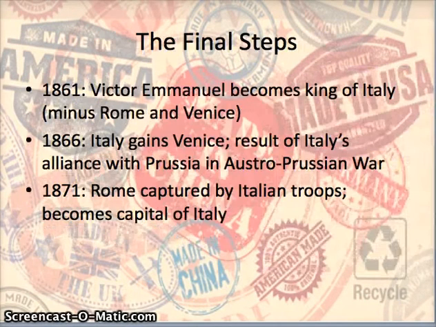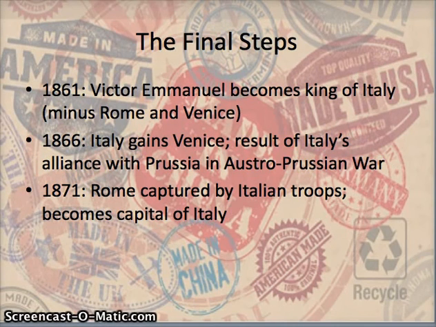All right. Okay, so kind of finishing up the process here. We have almost all of Italy at this point, except for Rome and Venice. So in 1861, Victor Emmanuel officially becomes the king of all of that territory. Now it's called the Kingdom of Italy. Fast forward to 1866, Austria and Prussia are at war, the Austro-Prussian War, and because Italy allies with Prussia, they get rewarded in the end. They get Venice, which remember was the area that they did not get earlier when they were fighting with Austria. And then lastly, they get Rome when in 1871 a bunch of Italian troops conquer Rome and Rome becomes the capital of Italy.